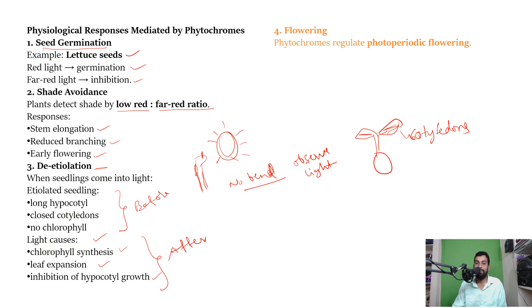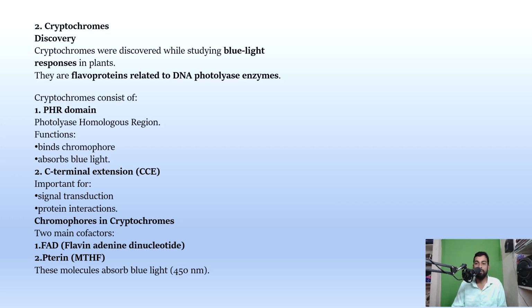The fourth physiological activity is flowering. Phytochromes regulate photoperiodic flowering. It is like a timetable or clock. Another important photoreceptor is cryptochromes. They were discovered during studies about blue light. They are flavoproteins related to DNA polymerase enzymes. These are important keywords.